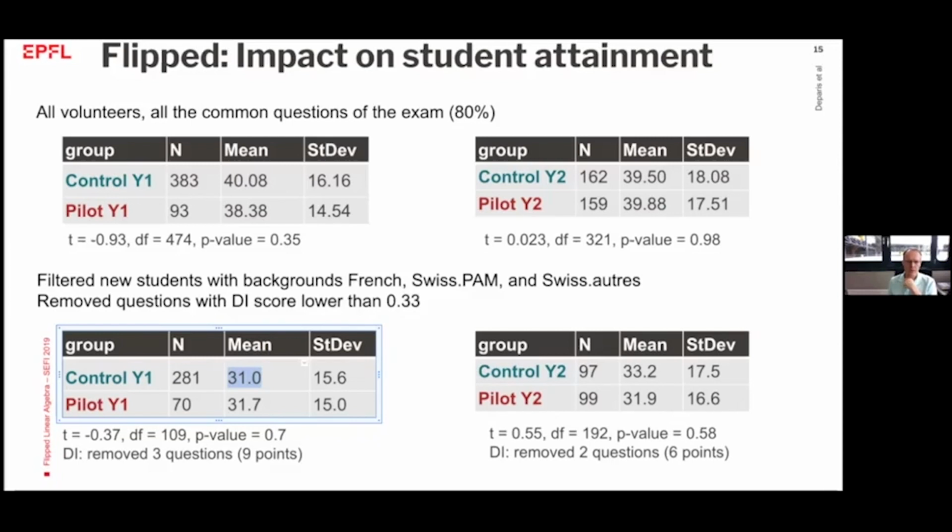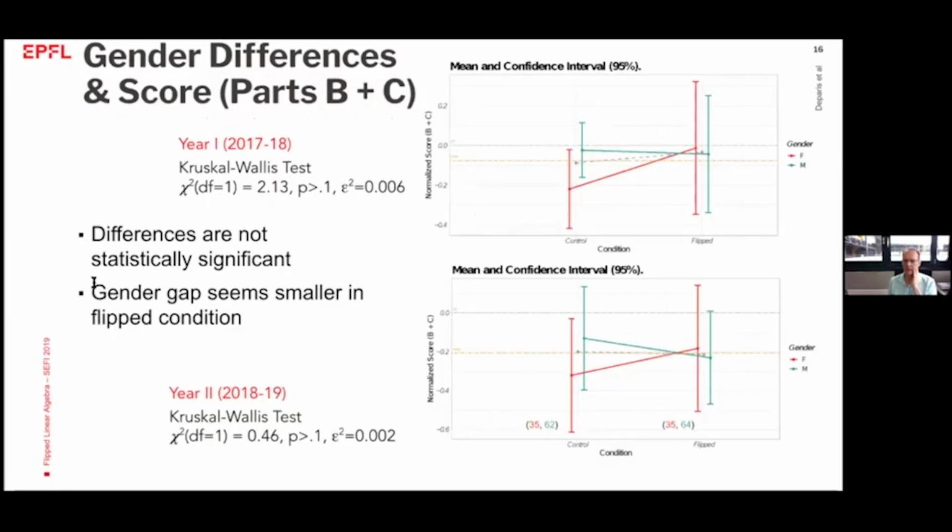Again, we filter out new students and then the 3 subgroups. And then if we compare the students in the control group, so these are the students who went to a traditional class, and these are my students, there is no difference between the 2 populations. If you split the gender or not, the populations are the same. The p-value is larger than 0.1. So no big influence of the flipped class on the students' results.